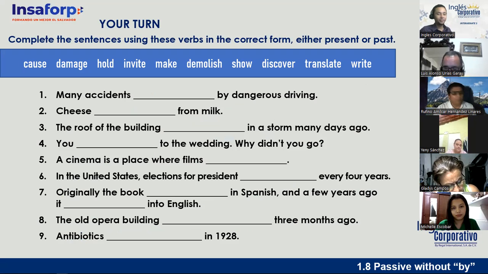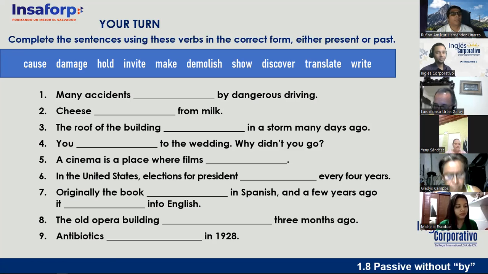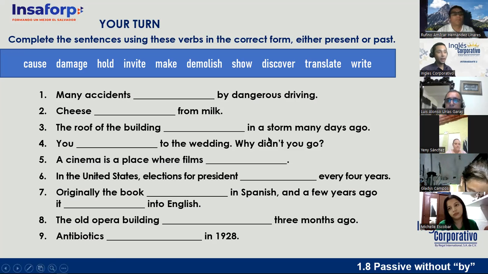Number one, many accidents are caused by dangerous driving. That is correct. Okay, many accidents are caused by dangerous driving. Very good, Luis. Thank you very much.